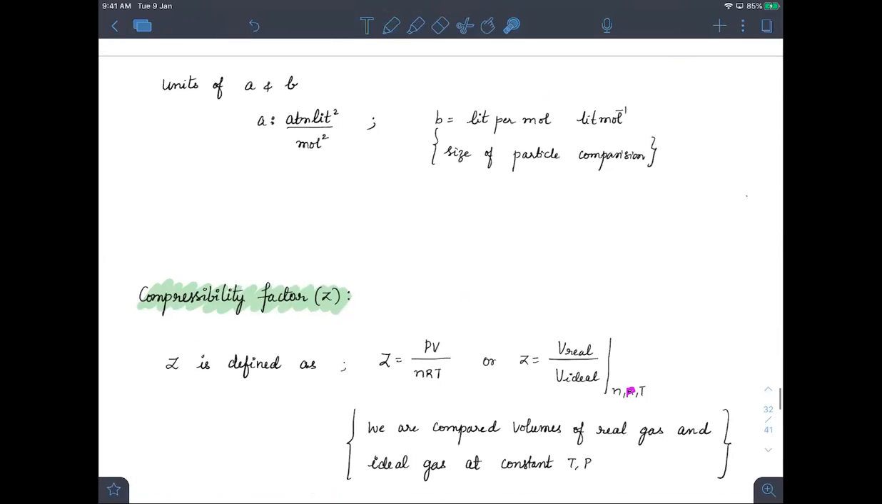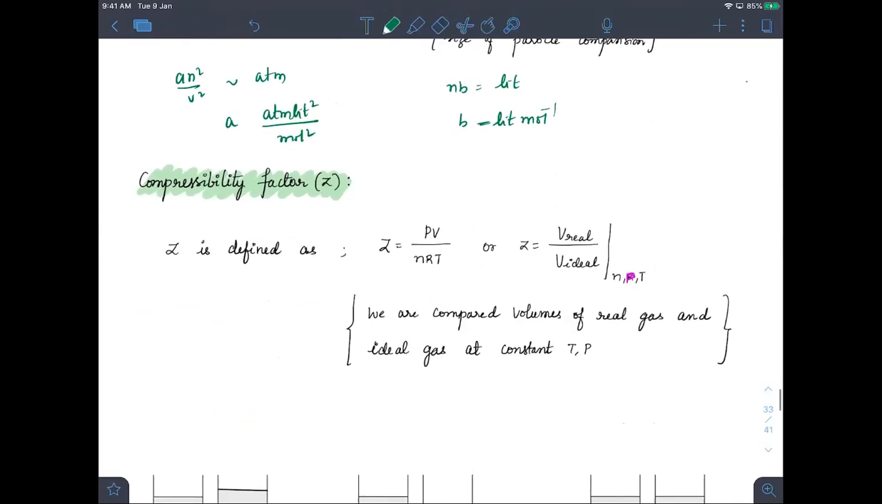If you check out the units of A and B, A would have the units of atm L² per mol², because it is a n² by V², and the unit is atm. So if I take this a n², I'll get atm liter square by mole square. So that will be the units of A. While B, it is nB giving a liter, so B will be equal to liter per mole. So this will be the units of A and B.